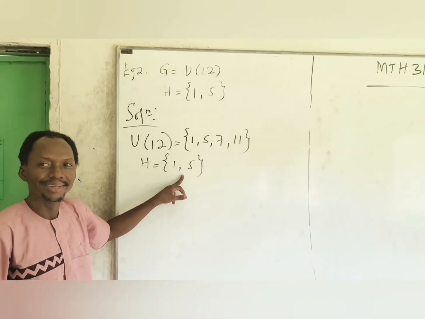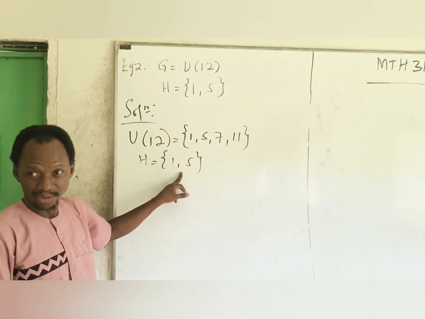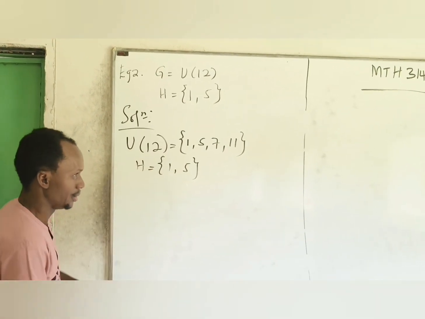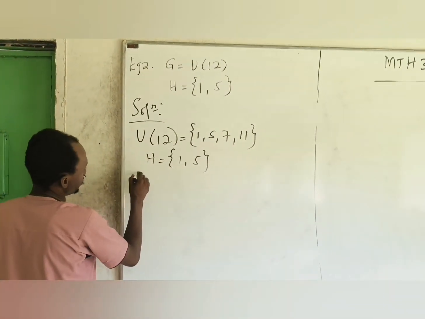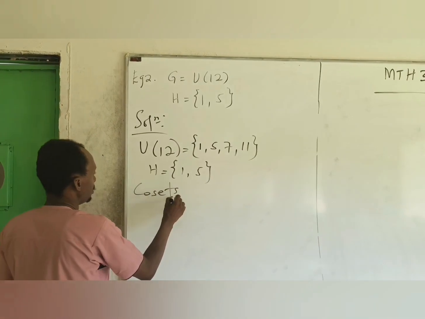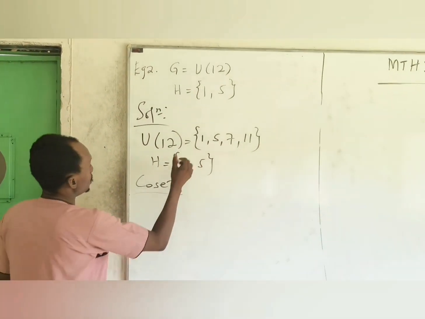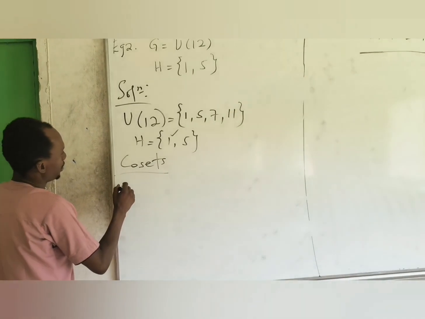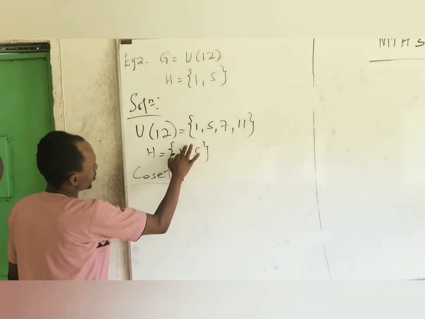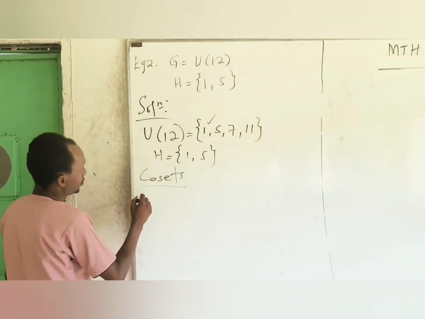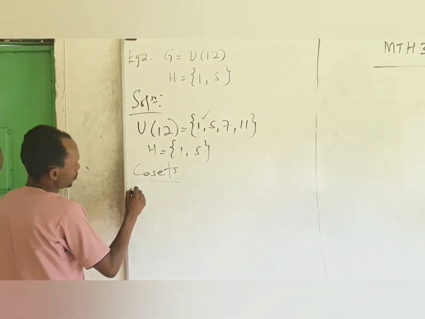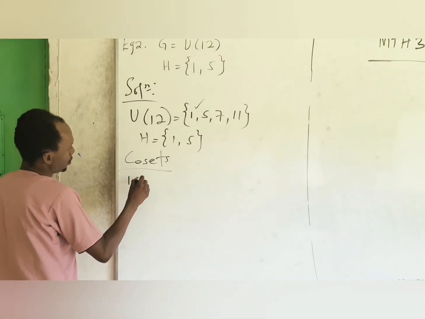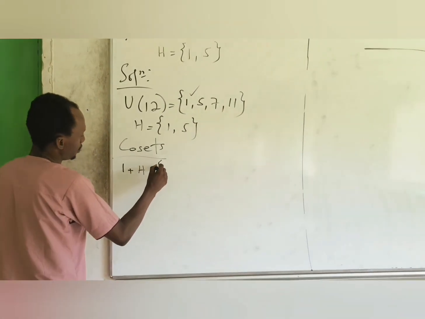That will be the number of cosets we are going to get. So let's see how we get our cosets. This is our H, this is our U. Let's start. Now let's do the left coset: 1 plus H, left coset.